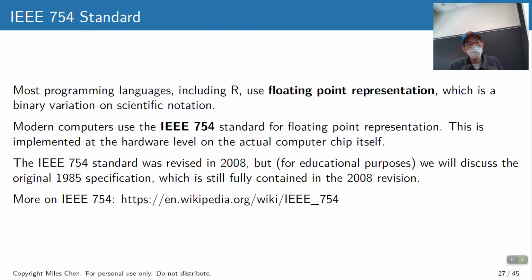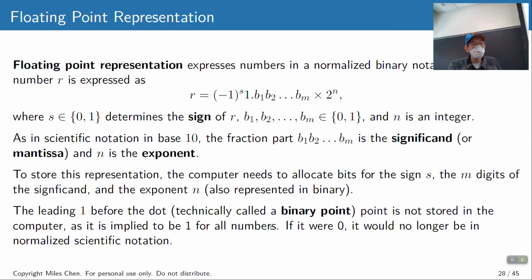And so this standard, we're going to take a look at the original specification, which was made in 1985. It was revised in 2008, but the 1985 specification is fully contained in the 2008 revision, which allowed for additional stuff. You can read more about it on the Wikipedia page. But this is, again, implemented at a hardware level, at the chip level. And so whether you are programming in R, Python, some other language, and whether you're on a Mac or a PC or some other computer, they're all going to behave the same way.